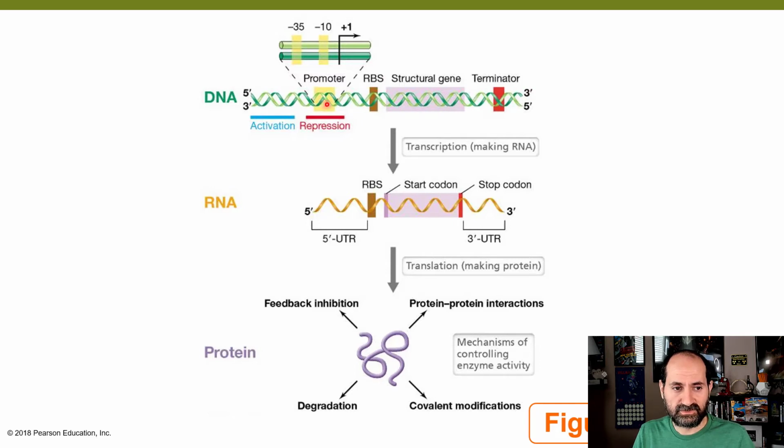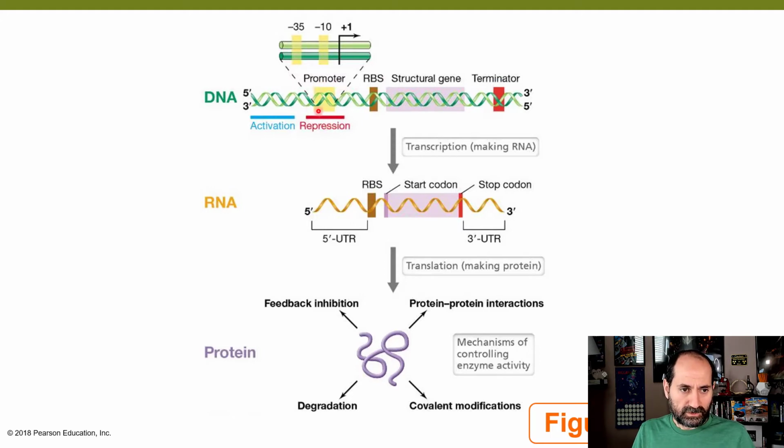You have what's known as the promoter. You have the RBS, called the ribosomal binding sequence. You have the structural gene. This is the part of the gene that will code for protein. And then you have the terminator. This is where gene transcription ends. So I want to break this down for you again.